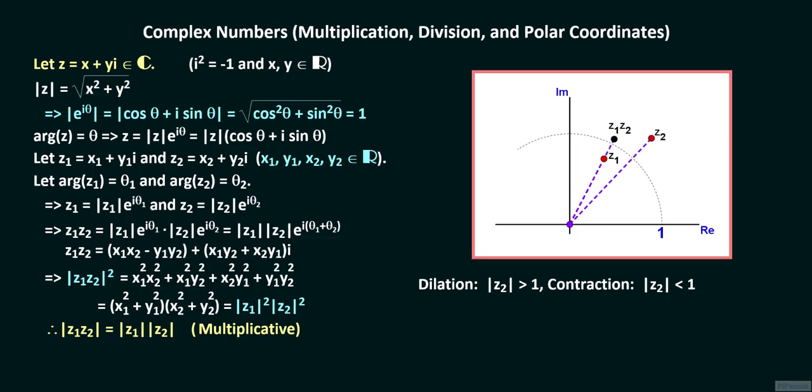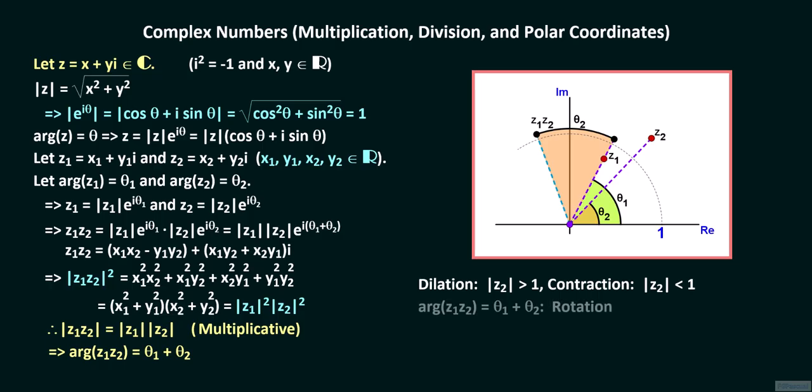Observe that the argument of z sub 1 times z sub 2 is now theta sub 1 plus theta sub 2, so that the argument of z sub 1 is increased by the argument of z sub 2 upon multiplication by z sub 2. Increasing the argument by theta sub 2 is a counterclockwise rotation by the angle theta sub 2 around the origin. Therefore, multiplication by a complex number is a composition of a rotation with a dilation or a contraction.